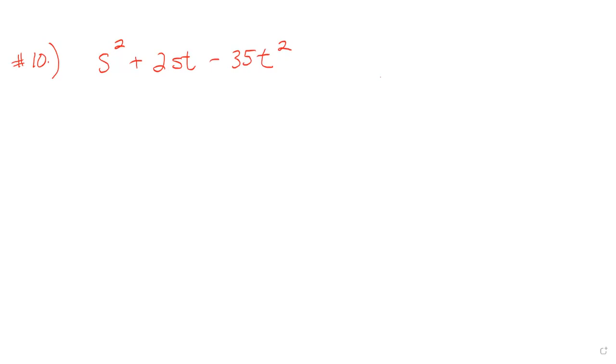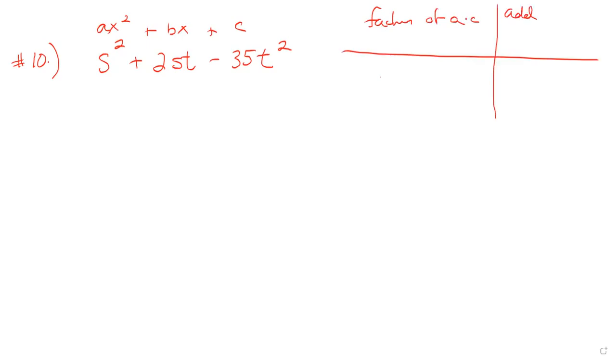So what I'm going to do is, because I've got 3 terms, I am going to go with factoring by grouping. So again, let me write out. The definition of a trinomial is ax squared plus bx plus c. So I am looking for factors of a times c, and those factors need to add to be b.